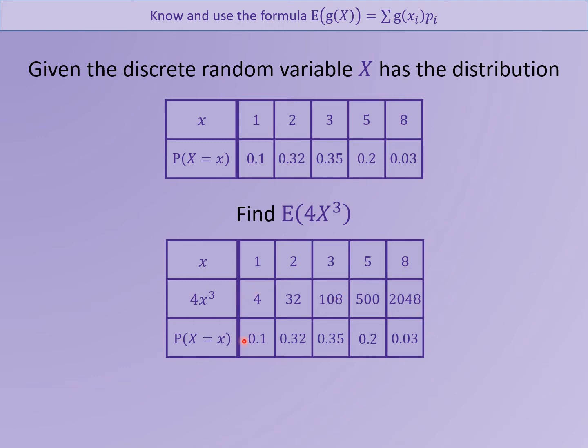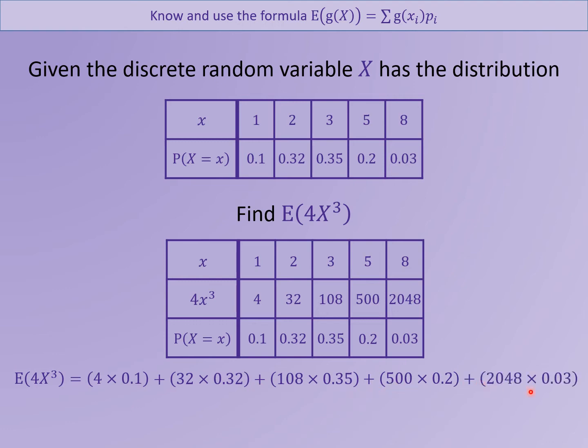Now once we've got these two pieces of data, we can work out the expected value the same way as we did last year. We just do the probability multiplied by whatever the discrete variable was. So 0.1 times by 4, 0.32 times 32, 0.35 times 108, and so on. 0.2 times 500, 0.03 times by 2048. So that is what our expected value is. So there's those numbers I just reeled off, and 2048 times 0.03. Once you've done that, number crunch in your calculator gets you an expected value of 209.9.